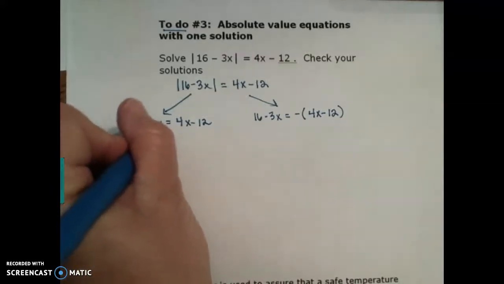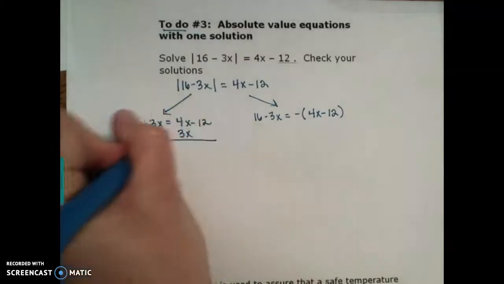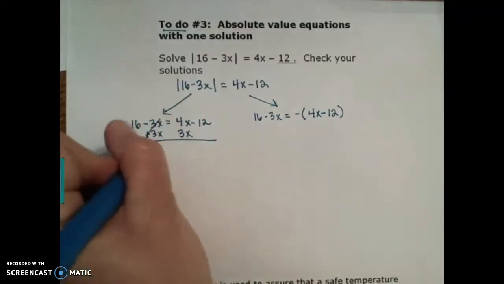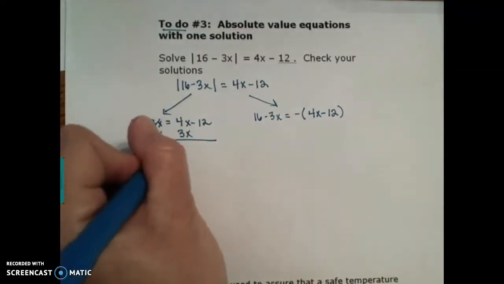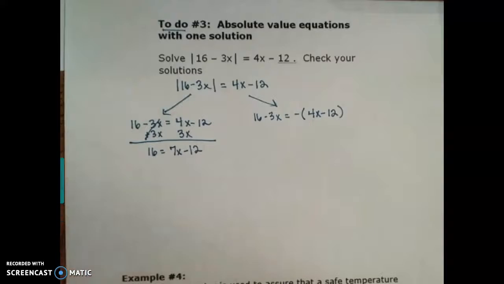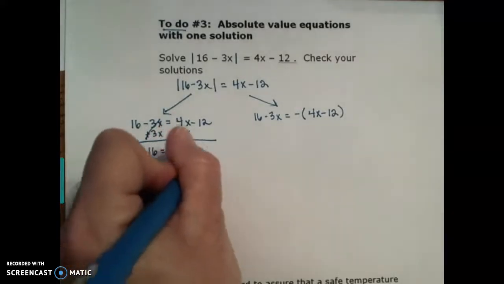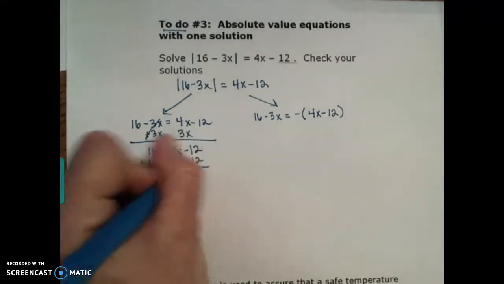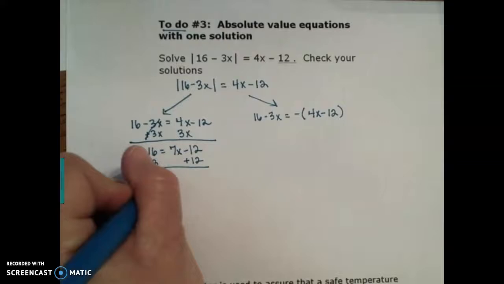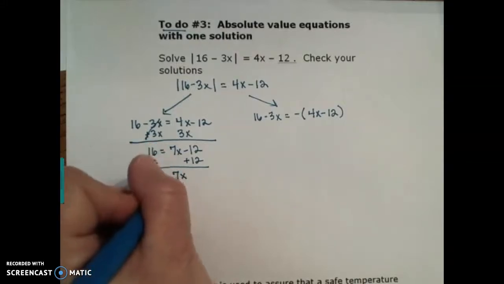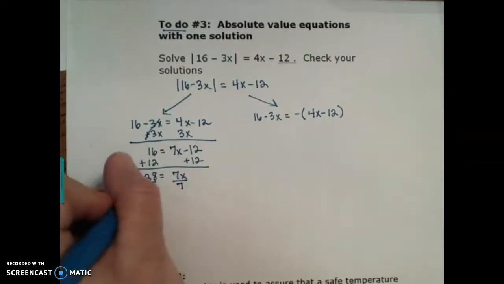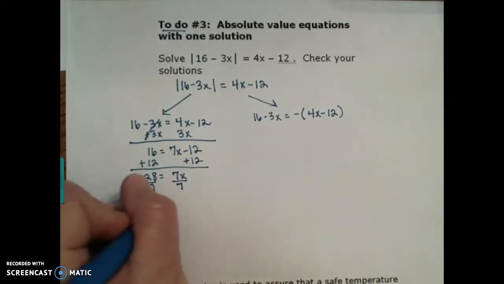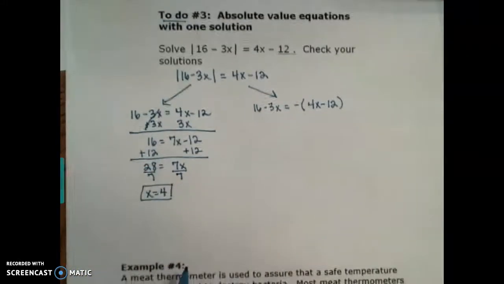I'm going to add 3x here. So that's going to give me 16 equals 7x minus 12. We would add our 12 to give us 28 equals 7x. So you should have gotten x equals 4 on that problem.